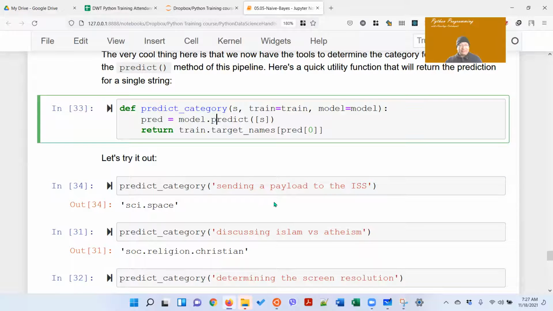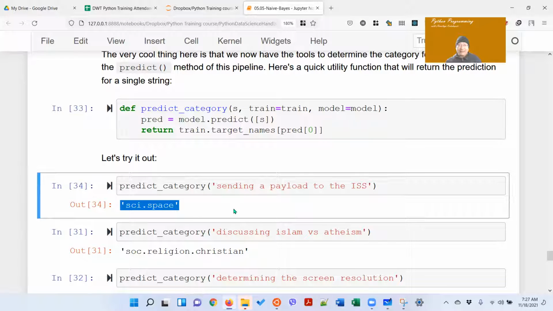It returns a prediction. As they slide, the size space is good, right? Sending a payload to ISS, the International Space Station, means of course it is bound to be space. It's such a simple model, but you see it's a nice classification, the exact correct answer. That's the estimate.